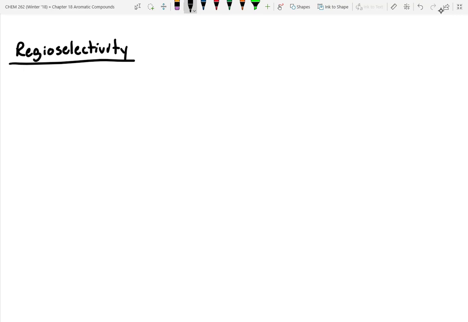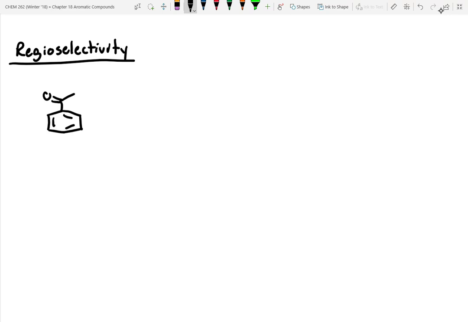So let's take a look at a couple of examples. The first one, I'm going to start out with this aromatic ketone. What's that called? Acetophenone. You can't just mumble your way out of that one.